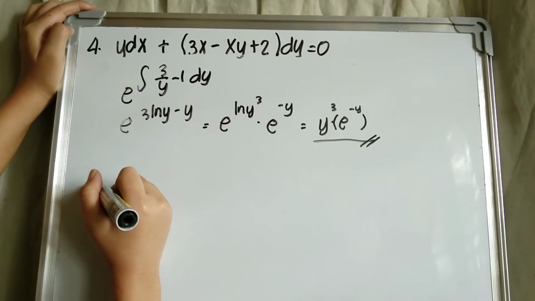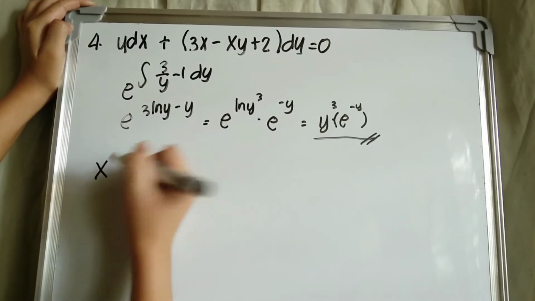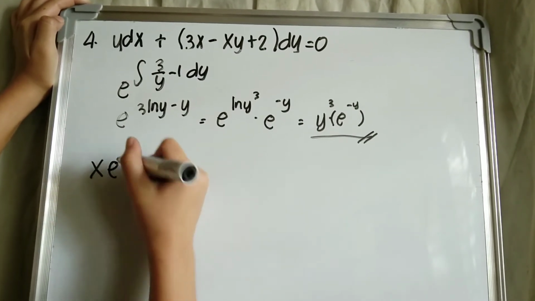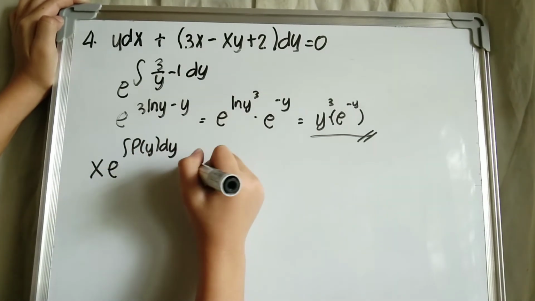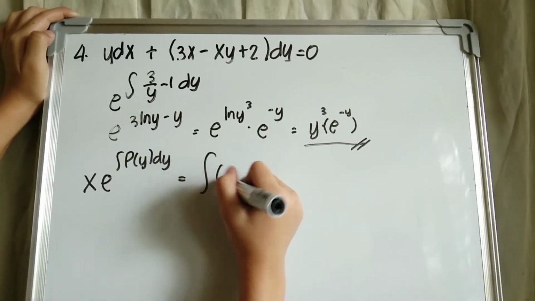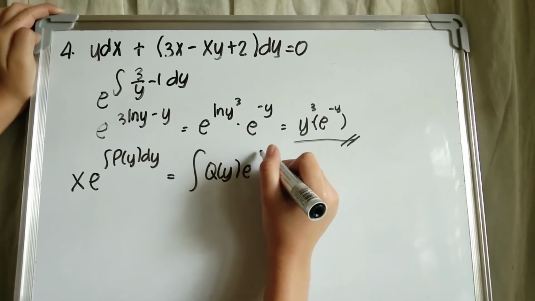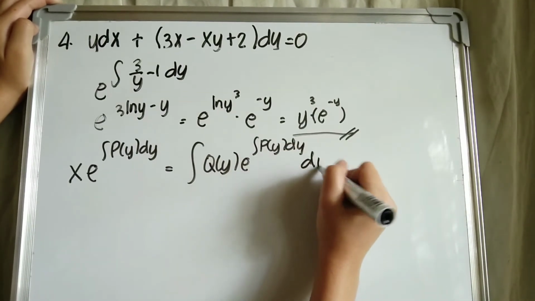And to solve for the general solution, we use the formula x, since our equation is linear in x, times the integrating factor of e raised to the integral of p of y dy is equal to the integral of q of y times the integrating factor of e raised to the integral of p of y dy times dy.